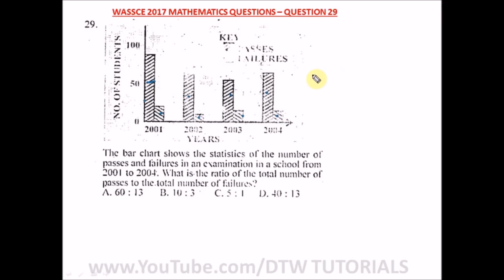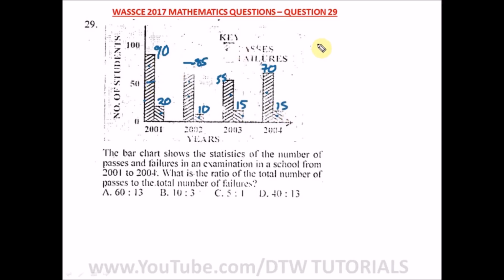All right, so what do we do here now? We need to find the total number of passes, then divide by the total number of failures. From here, for 2001, the first pass is 90. The graph is about here, so this is 85, and this is 55, and this is 70. And here, this falls on 20, this falls on 10, this falls on 15, and this falls on 15.